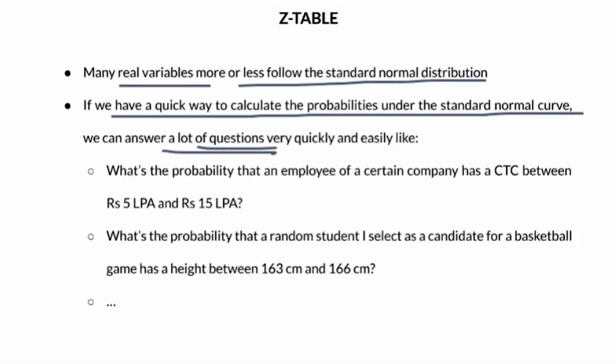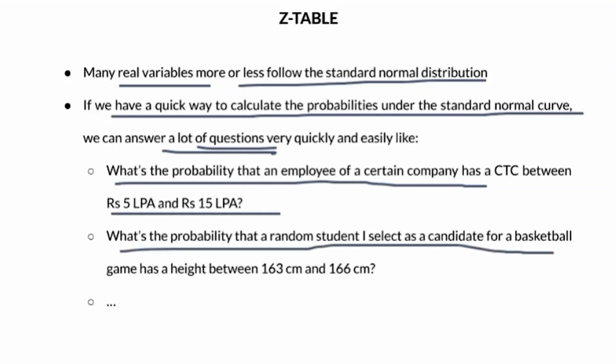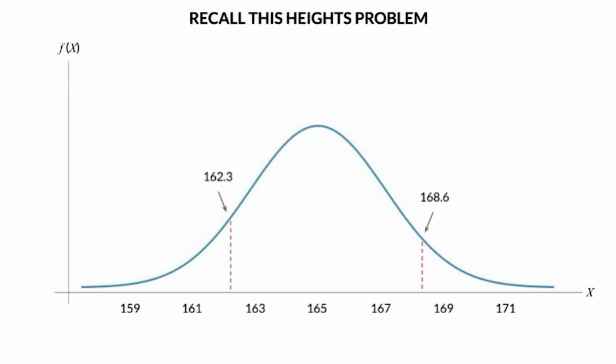Why? Because many real variables are normally distributed. So I can answer questions like, what's the probability that an employee of a certain company has a CTC between 5 LPA and 15 LPA? Random question, but I can answer it. What's the probability that a random student I select as a candidate for the basketball team has height between 163 and 166? Again, random question, but I can get the answer. All of these are normally distributed, and if I have a simple way to calculate these areas, then I can answer these questions confidently.